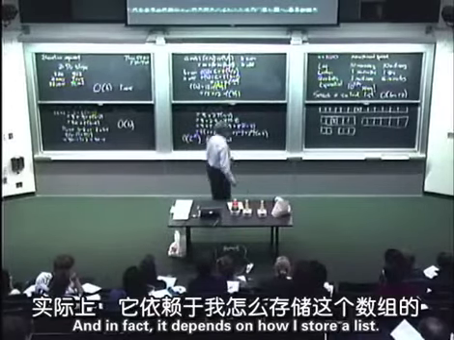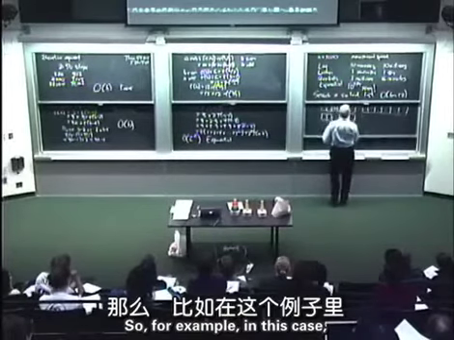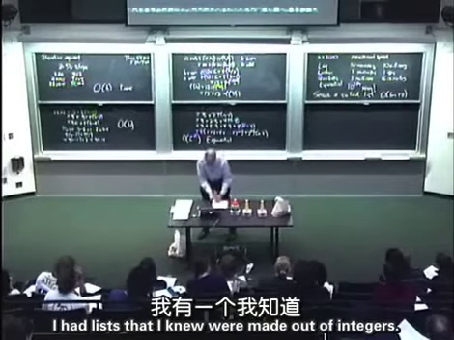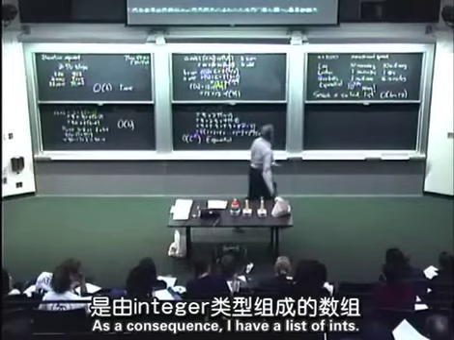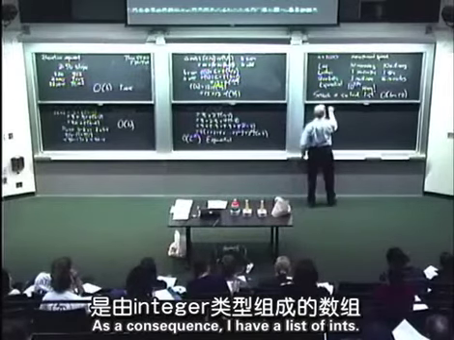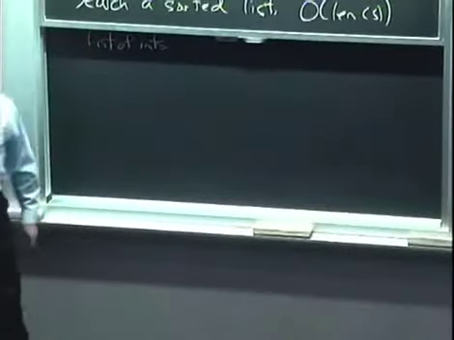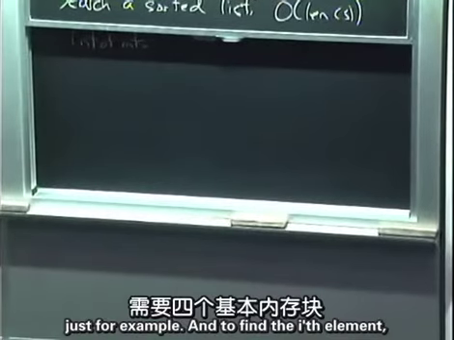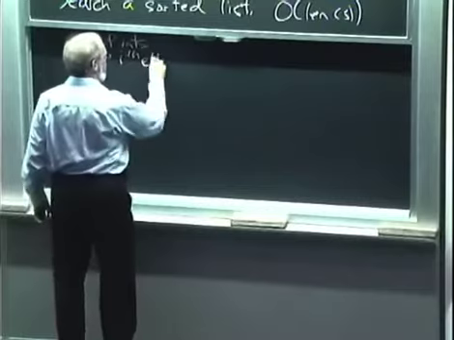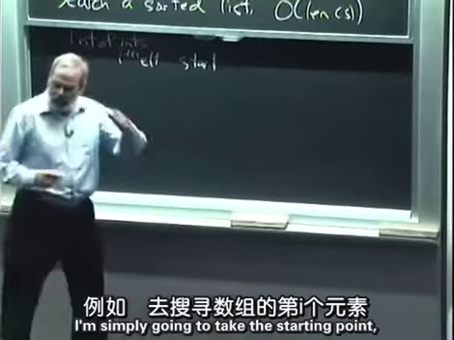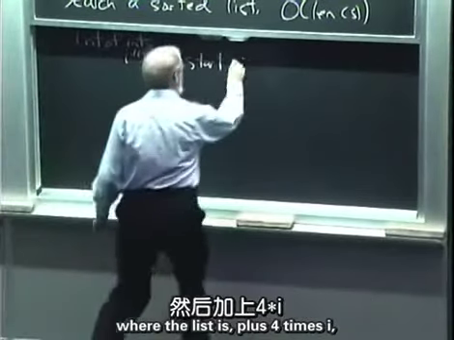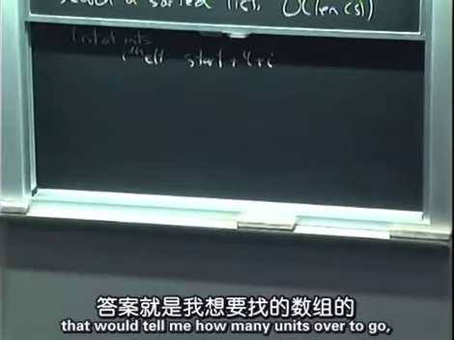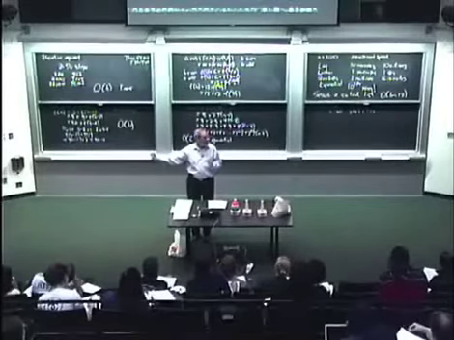And in fact, it depends on how I store a list. So, for example, in this case, I had lists that I knew were made out of integers. And as a consequence, I have a list of ints. I might know, for example, that it takes 4 memory chunks to represent one int, just for example. And to find the ith element, I simply would take the starting point, that point at the beginning of memory where the list is, plus 4 times i. That would tell me how many units over to go. And that's the memory location I want to look for the ith element of the list.